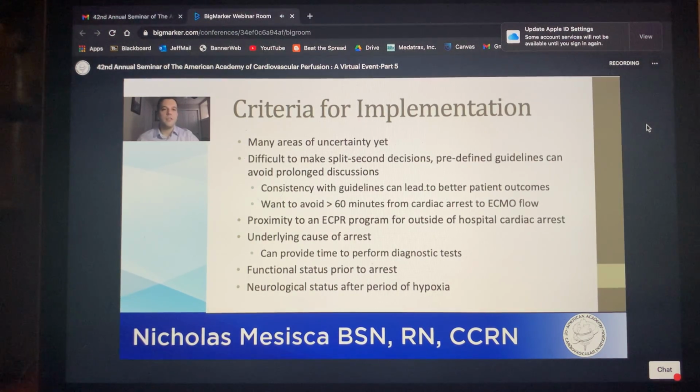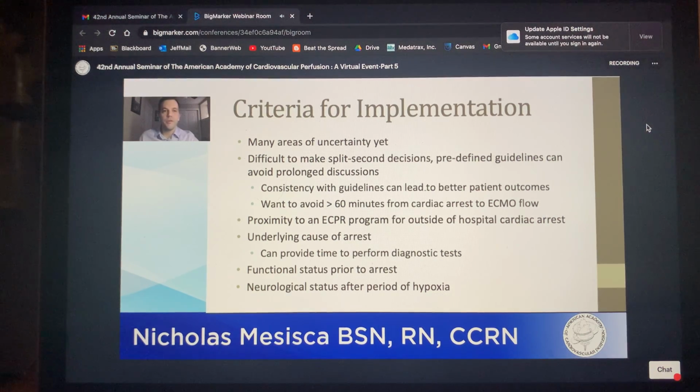Because this is such a new practice and it's still evolving, there are still many areas of uncertainty yet. But what we do know is that the quicker you can achieve full optimal flow, the better chance of recovery for the patient. That, along with the high-stress environments in which these situations can arise, it may be difficult to make split-second decisions. Wasted time discussing whether or not to cannulate these patients could ultimately be the difference between life and death.